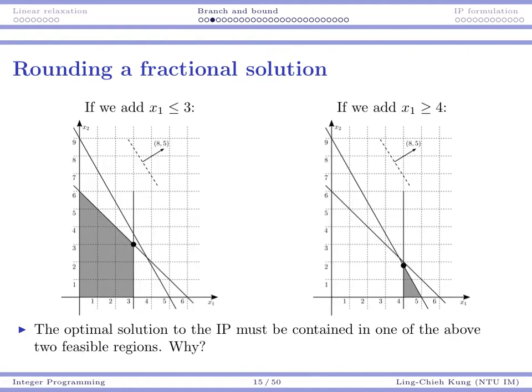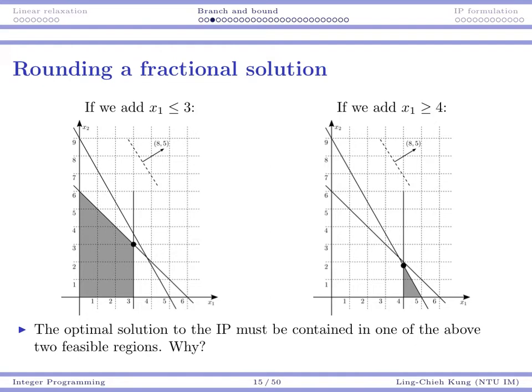So technically, if we add x1 less than or equal to 3, we solve another LP like this. Very easy. This is an optimal solution. Or if we add x1 greater than or equal to 4, we solve another LP, and the optimal solution is here. And then what I want to do is to compare the optimal solution here and here. And eventually, one of them will give me an optimal solution.